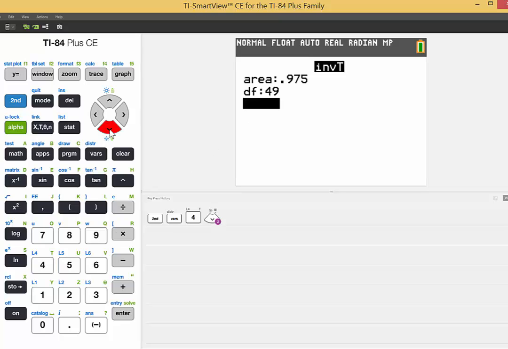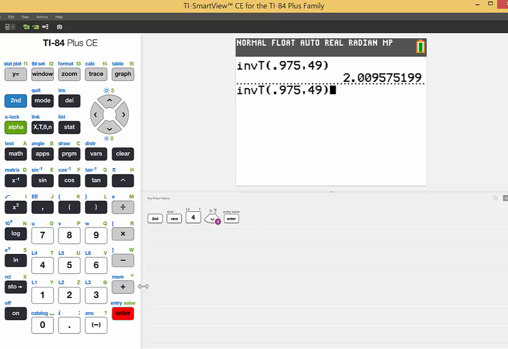So we'll hit paste, and then for those who are using a TI-83 or 84 calculator that doesn't have that nice little menu of where to put things, this would be the syntax. You'd use that inverse t function, and then you'd put the area first, that cumulative area, then the number of degrees of freedom, 49, and hit enter. And it's going to give you this number, 2.010.